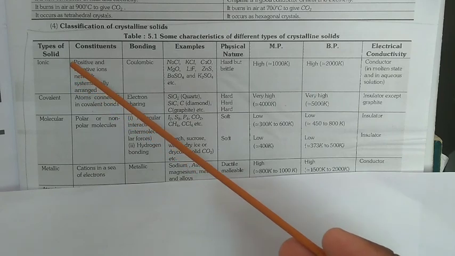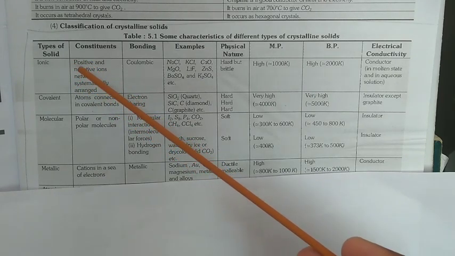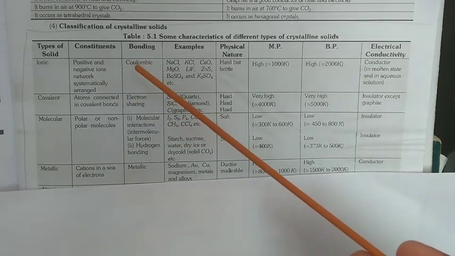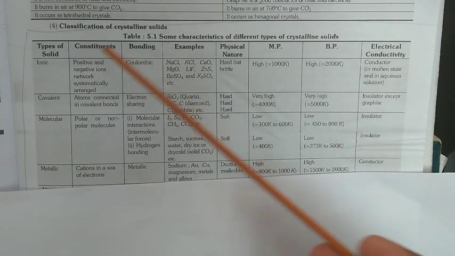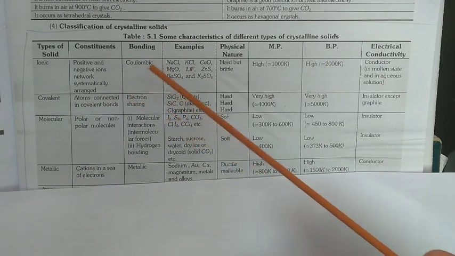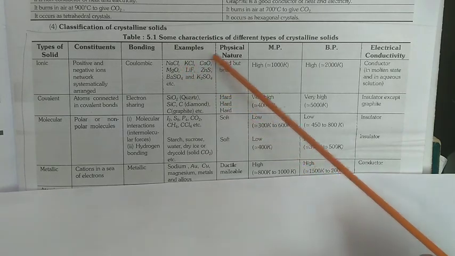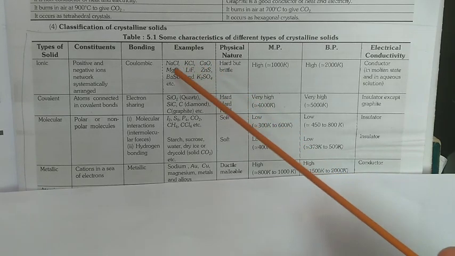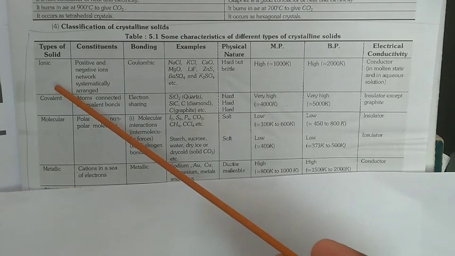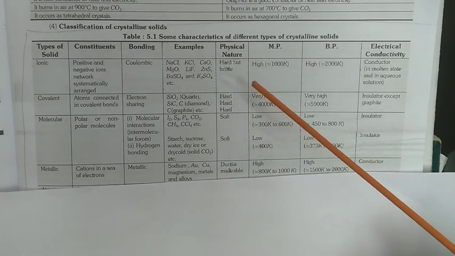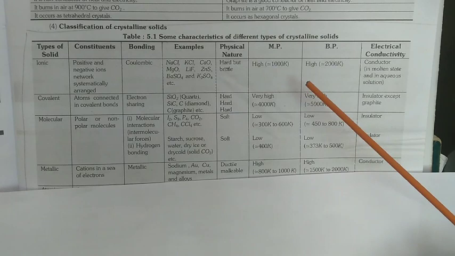Ionic solids are solids in which the cations and the anions are held together by the Coulombic force of attraction, or the electrostatic force of attraction. So they are called ionic solids. Examples for ionic solids are sodium chloride, potassium chloride, calcium oxide, and many more. These ionic solids are hard and brittle, having a high melting point and boiling point.